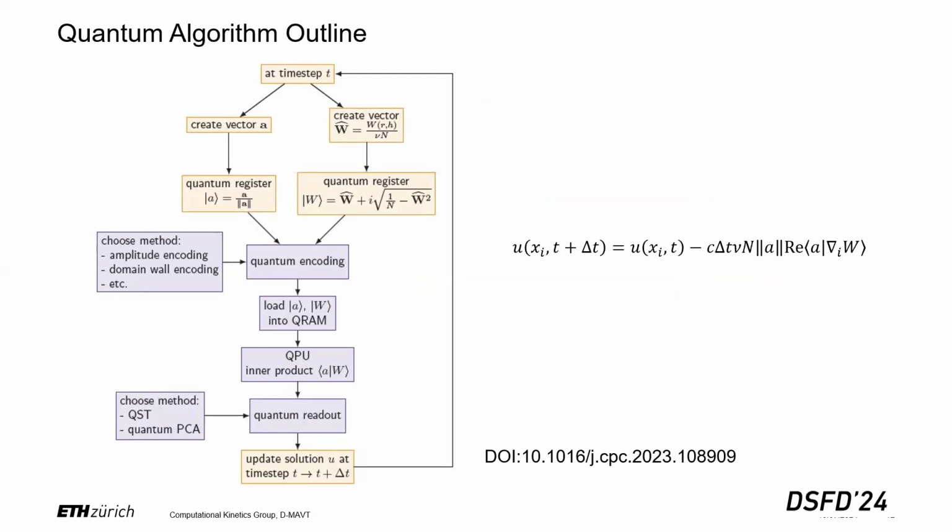There are some quantum encoding procedures that we can use. One of them is the quantum amplitude encoding. This encodes the floating point numbers or classical information into the amplitudes of a quantum state. And once we put this information into the quantum computer, we can do the calculations. So we do the inner product. And once we calculate that, we pass it back into the classical computer using a quantum readout procedure. And then we repeat the whole process for the next time step.